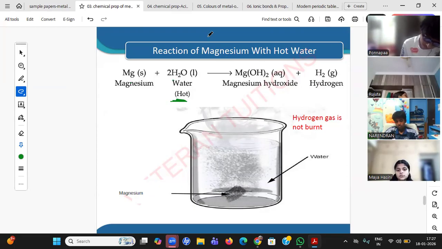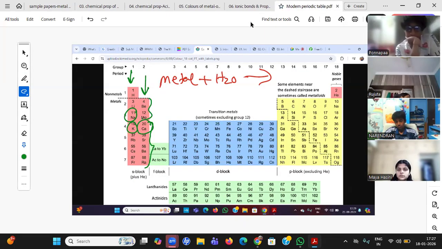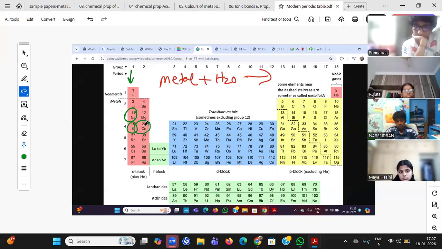Can anybody say why is that? SSC Telangana students, at least you should know. You have some extra topics compared to these students. What is the reason? All of them should react with cold water. When I did the experiment on calcium, it reacted with cold water. But why these two? I think beryllium does not react at all, but anyhow, in CBSE we are focusing on these two elements only. So magnesium will not react with cold water. It reacts with hot water due to the presence of ions.